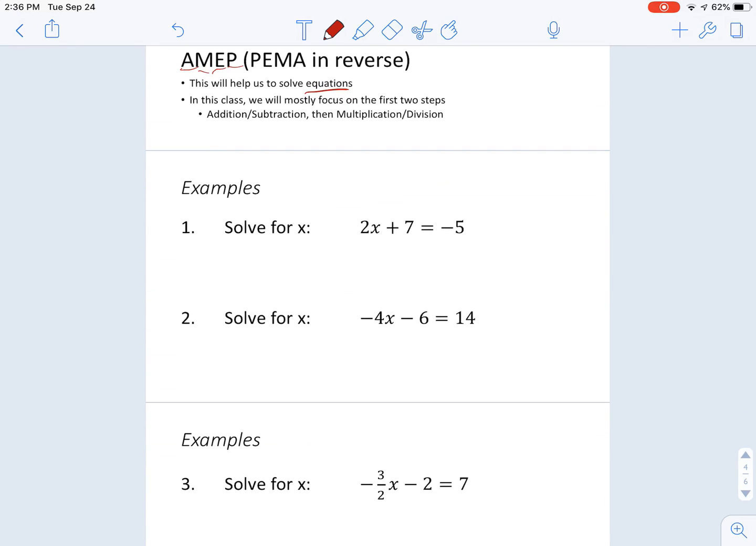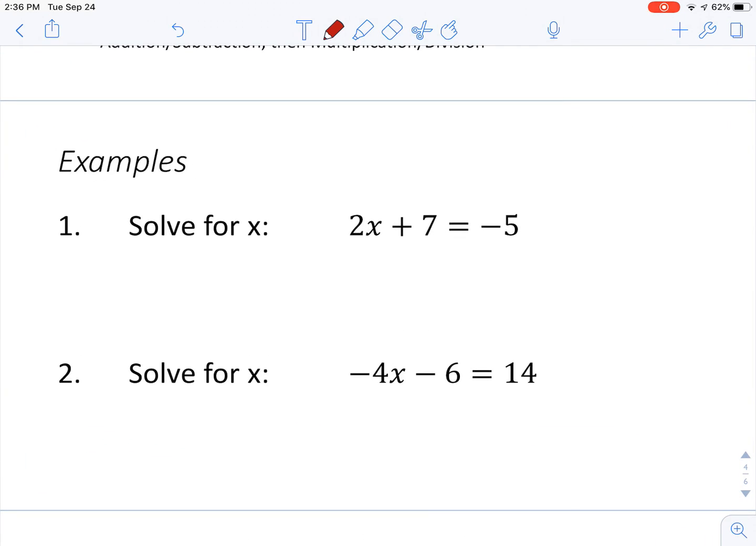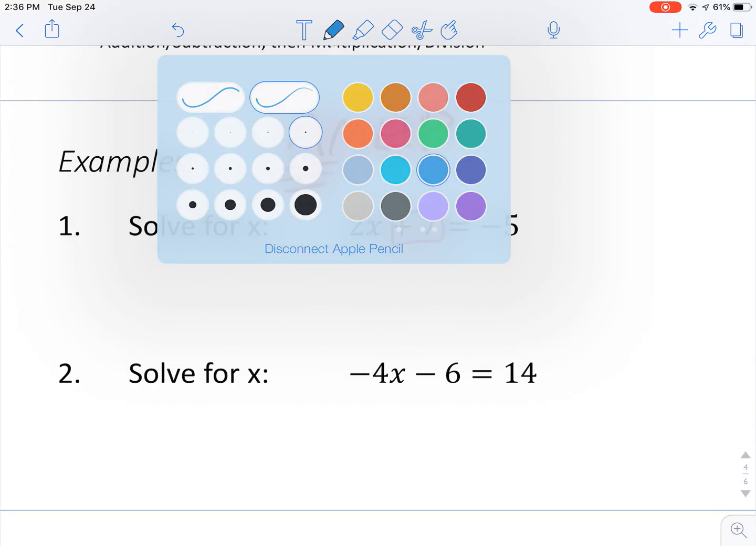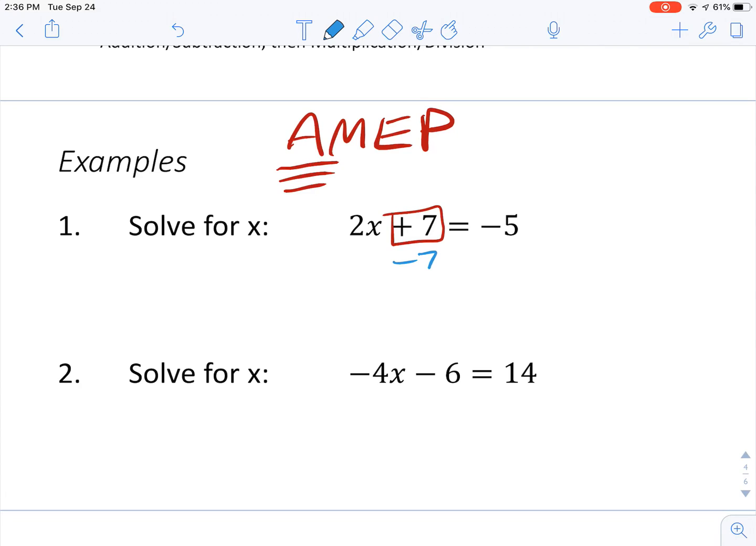So first problem that we're going to do is 2x plus 7 equals negative 5. We're going to start off in AMAP with addition and subtraction first. So we're going to subtract this 7 because this plus 7 is keeping the 2x from being alone. We're going to subtract this 7 first. So I'm going to subtract 7. If I do it to one side, I'm going to do it to the other.